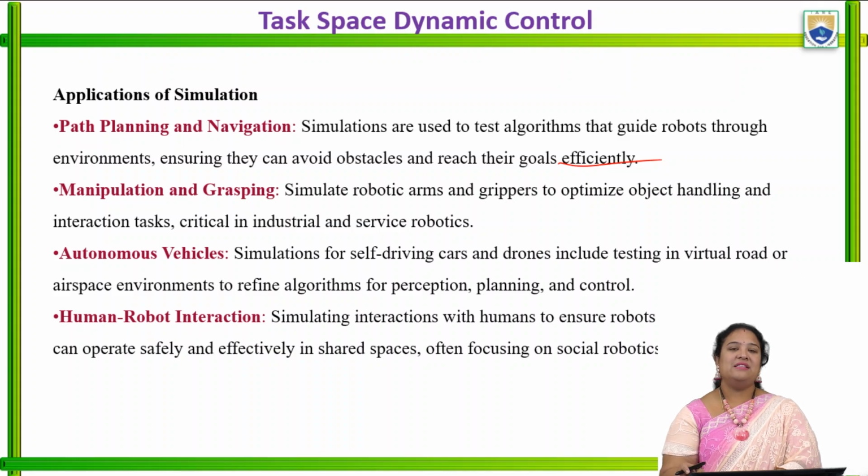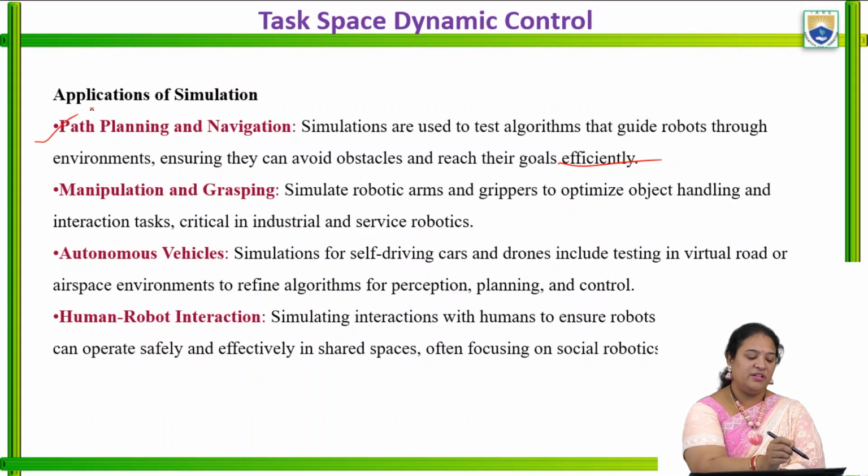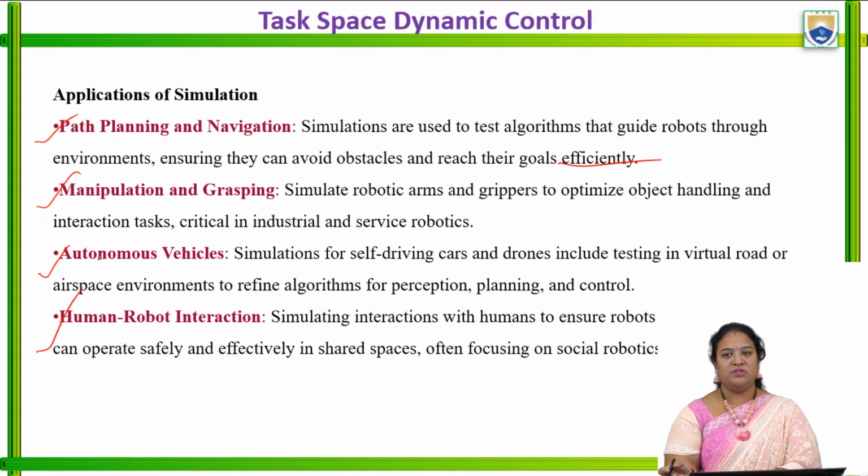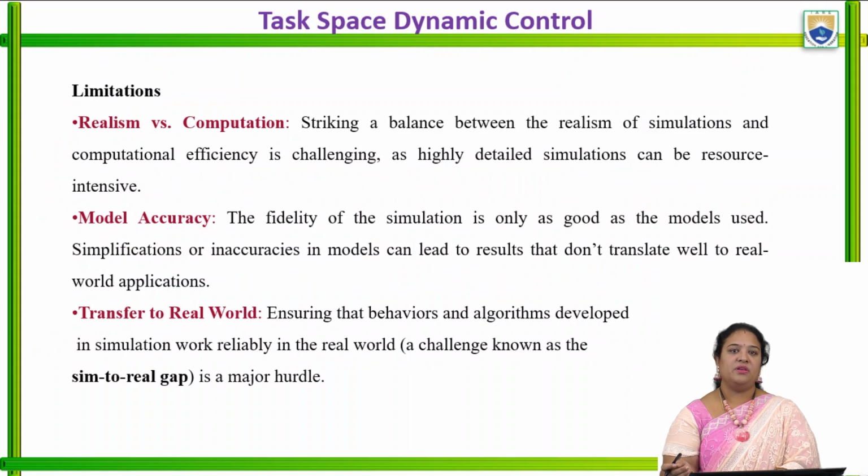These are a few of the applications which we come across in simulation. That is path planning and navigation, manipulation and grasping. The remaining two we already know, that is autonomous vehicles and humanoid robot interaction. In all the different tasks, these are some of the common applications.